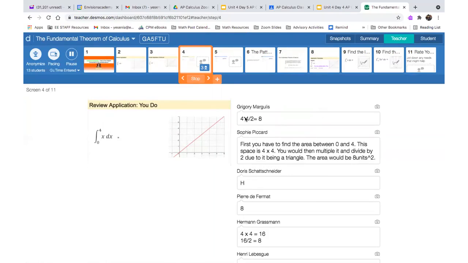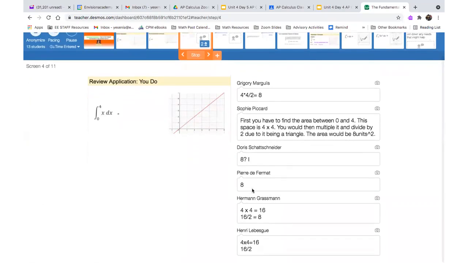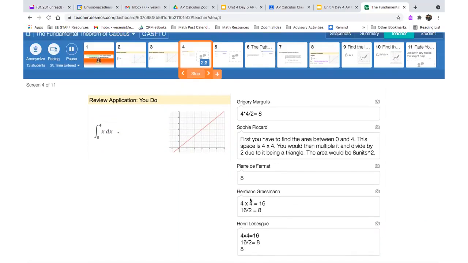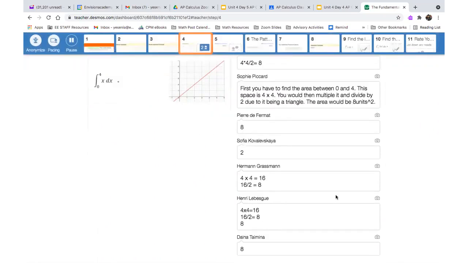And then there's some steps there. I see you find the area between 0 and 4. The space is 4 times 4. So then you would multiply and divide it by 2 due to it being a triangle. The area would be 8 units squared. We have 8, we got another 8 coming up. And then a few of us are still working. So let me go ahead and give y'all time to fully enter your work for this. I see 5 answers, so let me go ahead and wait a bit.